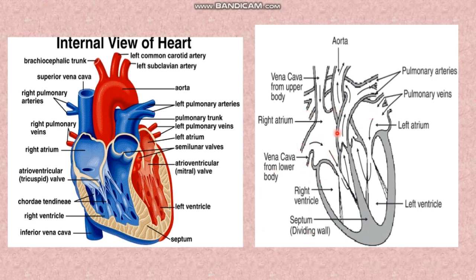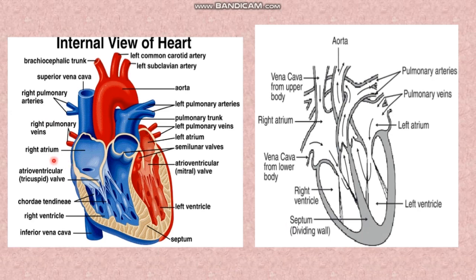The human heart is divided into four chambers: the upper chambers and the lower chambers. The two upper chambers are called auricles or atria, and the two lower chambers are called ventricles. The right side of the heart is separated from the left side by a septum, which prevents the mixing of oxygenated and deoxygenated blood.